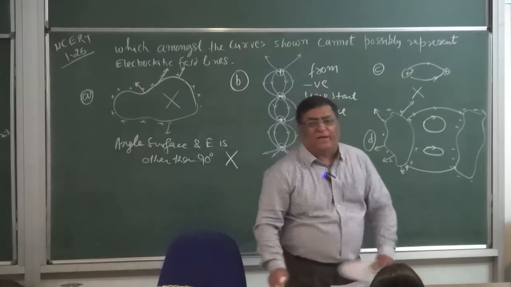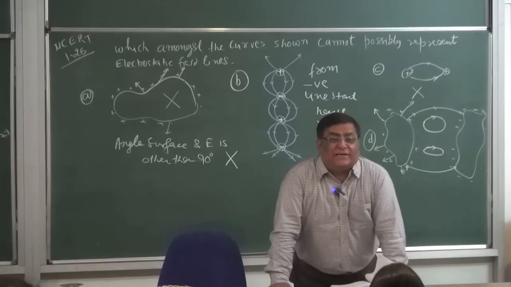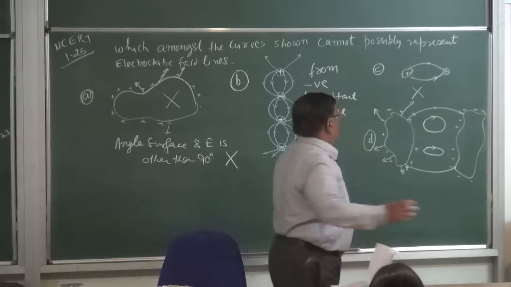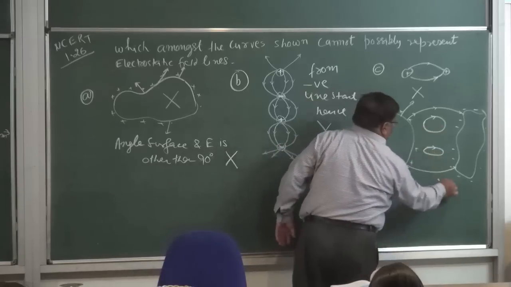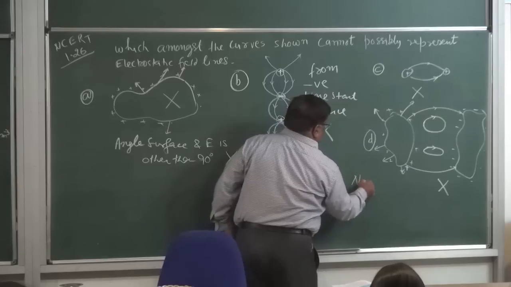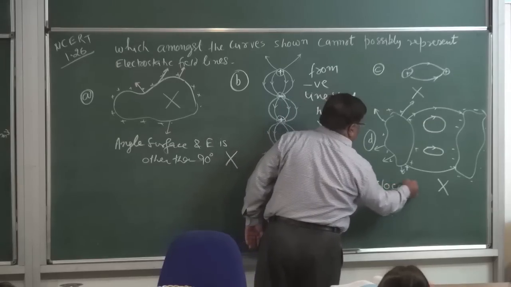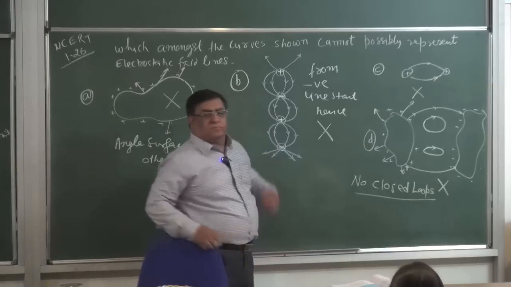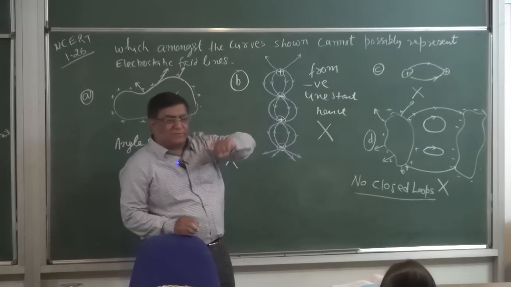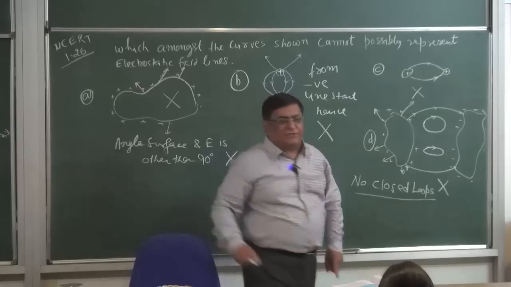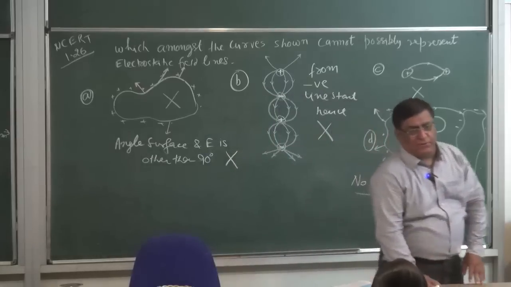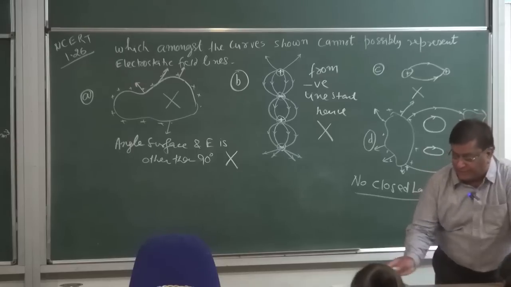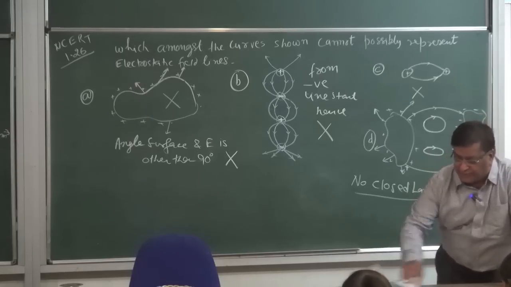Yes. The electric field lines are always discontinuous curves. They are never closed loops. ठीक है, तो ये अब आपको सब रीजन समझ में आ रहे हैं. Whenever you see a picture, you can always make out कि कहाँ पर क्या गड़बड़ है. Why this does not represent an electric field. Okay, now we go to the next question.